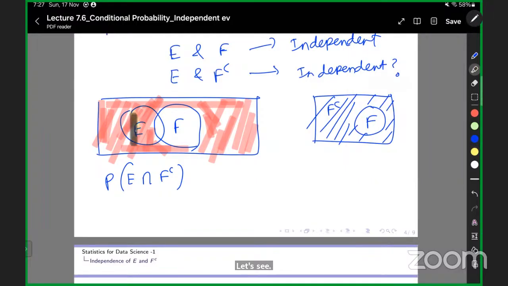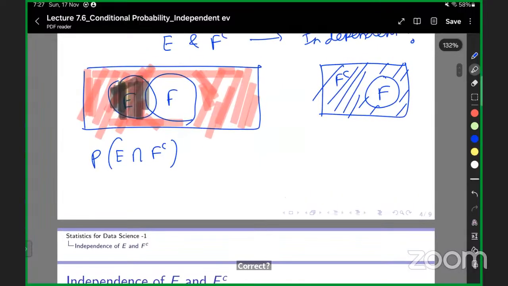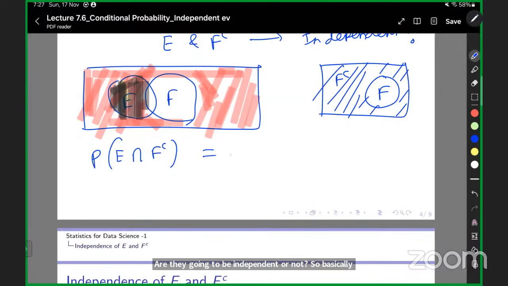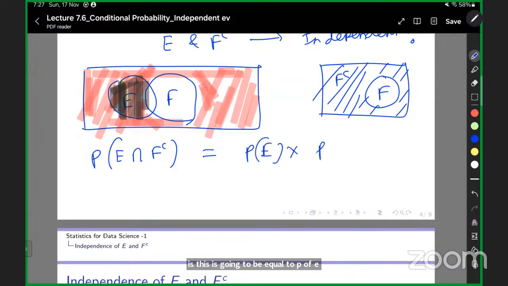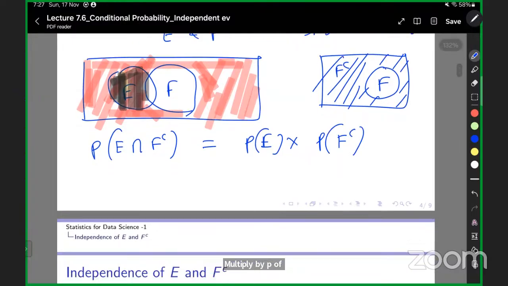This portion you can see is going to be common in between, correct? Okay, fine. This is the one I want to figure out. So are they going to be independent or not? Basically what I'm asking is whether this is going to be equal to P of E multiplied by P of F complement. Is it going to be?